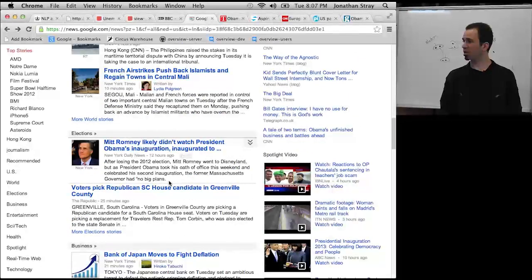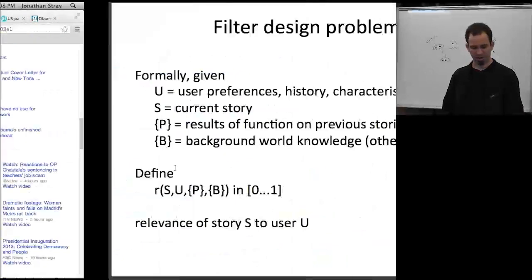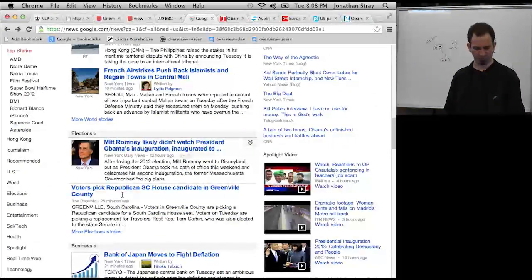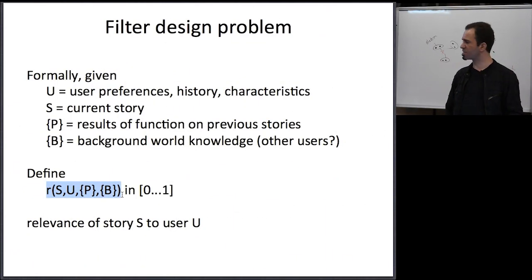Now, broadly speaking, that is exactly what Google News is doing. There is some function which computes this for every story, which computes some ranking, and then it picks the top ones and shows it to you. And this is sometimes called the relevance. Relevance is a funny word. It has a lot of different meanings, but it comes from the information retrieval world, where the user is looking for a particular thing, right?